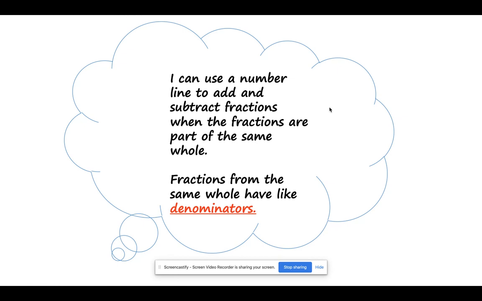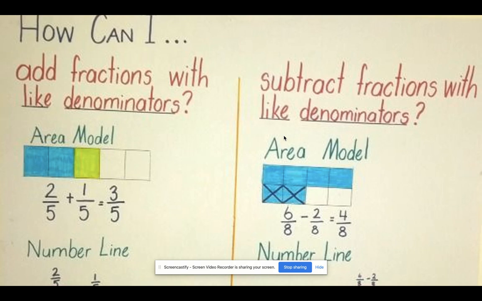So it says I can use a number line to add and subtract fractions when the fractions are part of the same whole. Fractions from the same whole have like denominators, or the same denominator. So here we have an example of a way to add fractions with like denominators and then take apart fractions with like denominators. You can see we started with 2, and they're in blue, so 2/5 because there's 1, 2, 3, 4, 5 parts, and 2/5 plus that one more fifth equals 3/5 total, right? 1, 2, 3 pieces, which is your 3 here, and your 5 parts total.